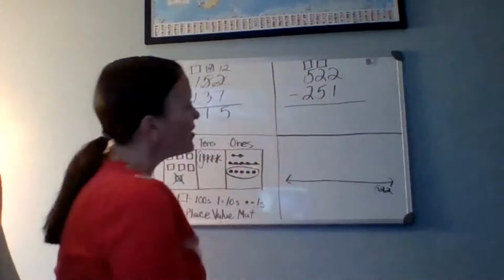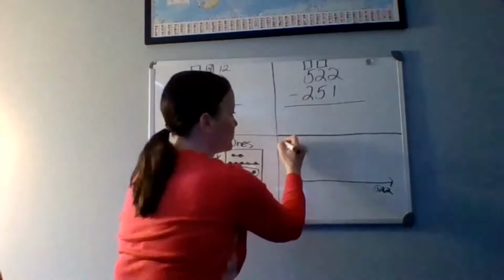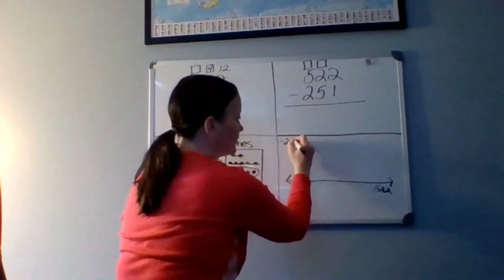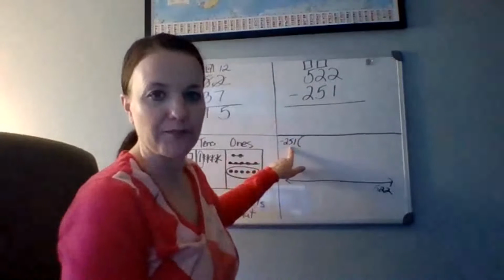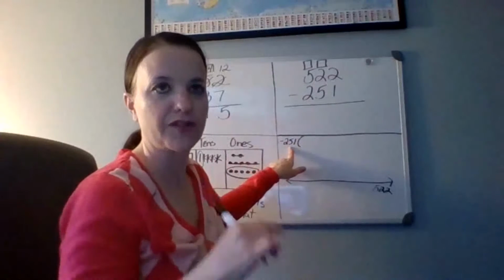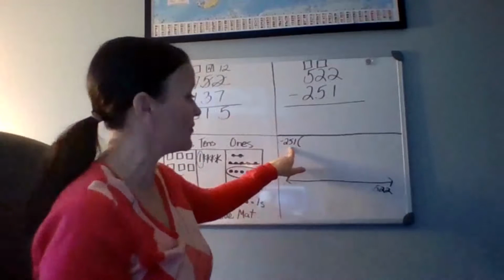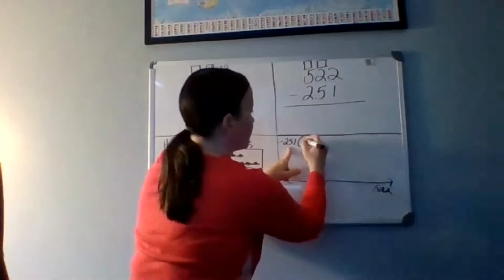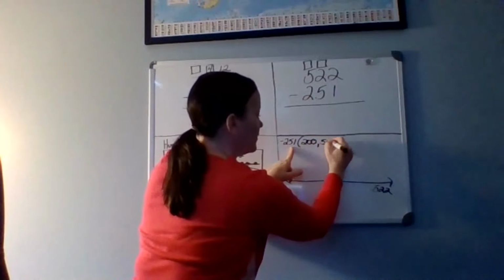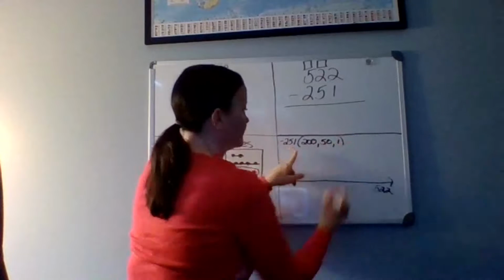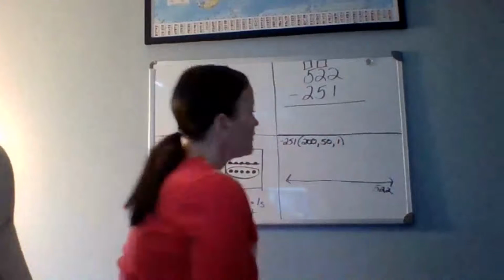Okay. So I need to hop 251 on my open number line. So I'm going to give myself a little help here. And I'm going to break this apart because I want to do 3 hops. I want to do a 100s hop, I want to do a 10s hop, and I want to do a 1s hop. So I need to hop 200, I need to hop 50, and I need to hop 1. So this is going to help me out when I do my hops.